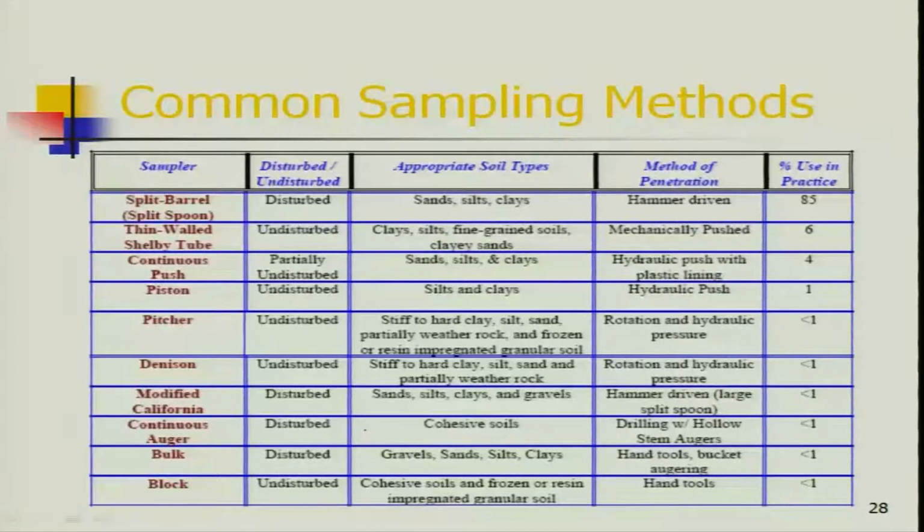Common sampling methods, these are the details. Split barrel, split spoon: you are supposed to get a disturbed sample. Thin walled Shelby tube: generally in India and everywhere else you are using thin walled Shelby tube for undisturbed samples. Appropriate soil types: clay, silt, fine grained soils. It has been mechanically pushed, and the split spoon, if you remember, is hammered. Once you hammer, you are supposed to get a disturbed sample, not an undisturbed sample.